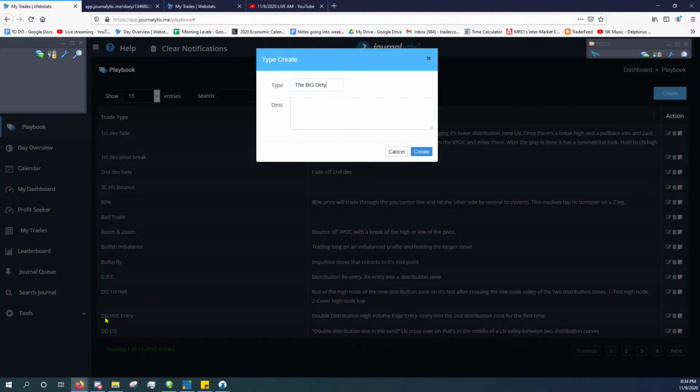But like DDLIS or DDHVE entry or DD first roll, when you give your stuff technical names that have something to do with profile being a low node or a high node or a complete auction, don't give it a name that sticks out like the name of your kid or your pet, or like you're making a gamer tag online. Give it a good name.